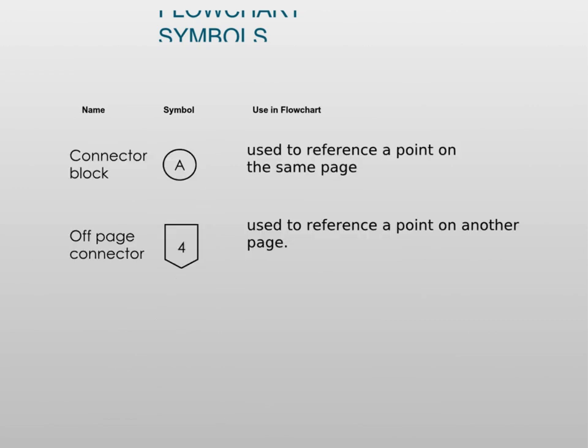Flowchart symbols. Part 2, symbol names and their use in a flowchart. Connector block, used to reference a point on the same page. Off-page connector, used to reference a point on another page.